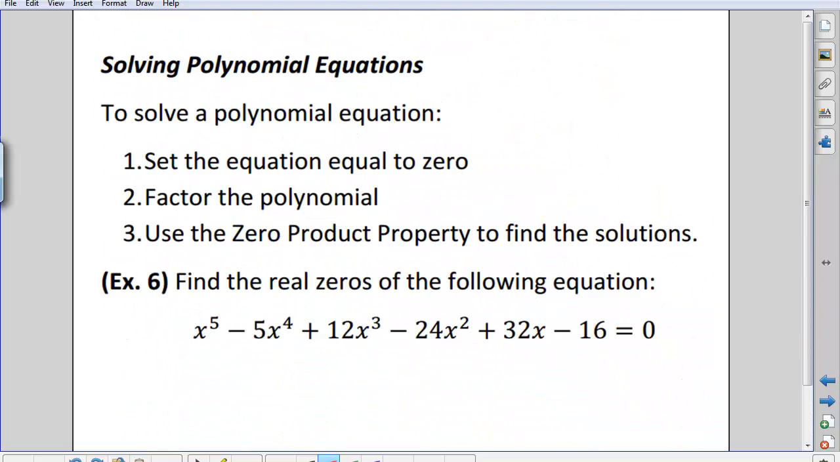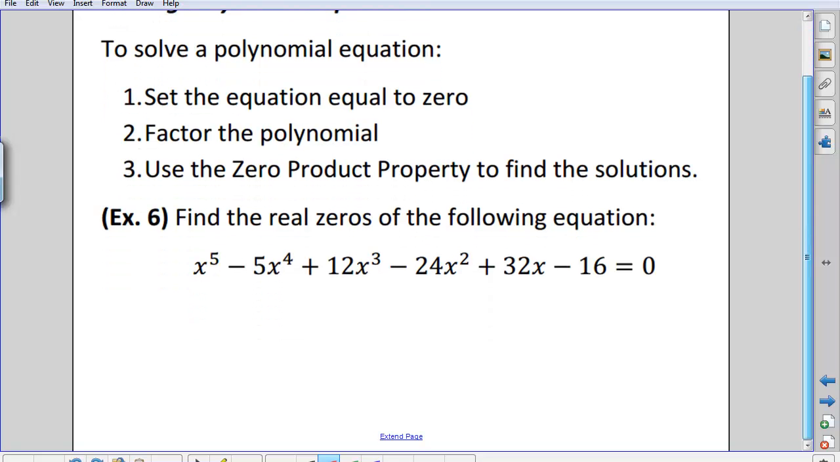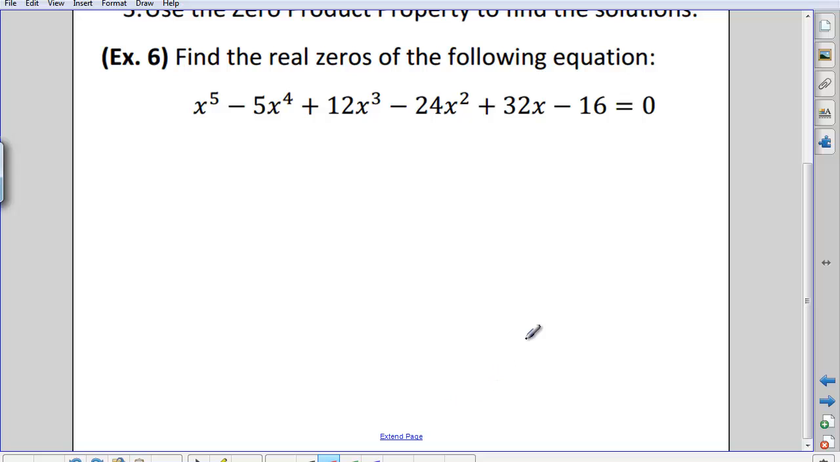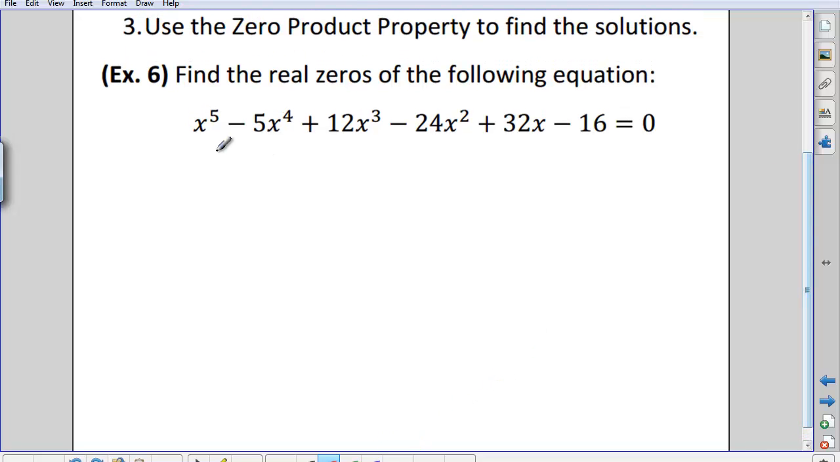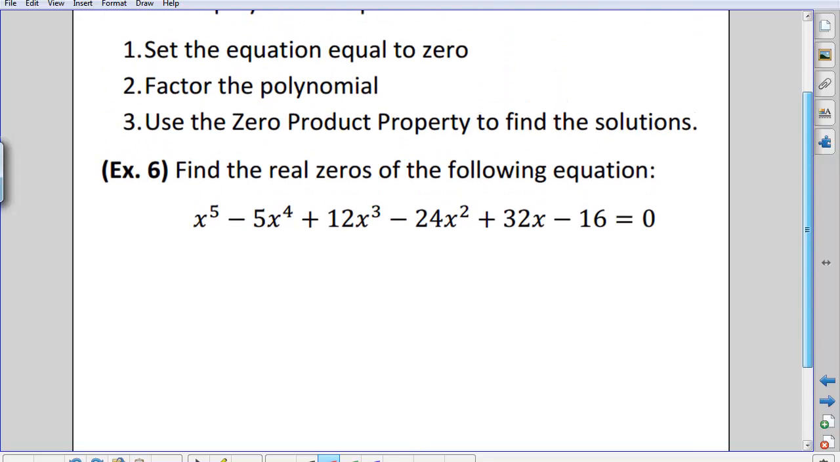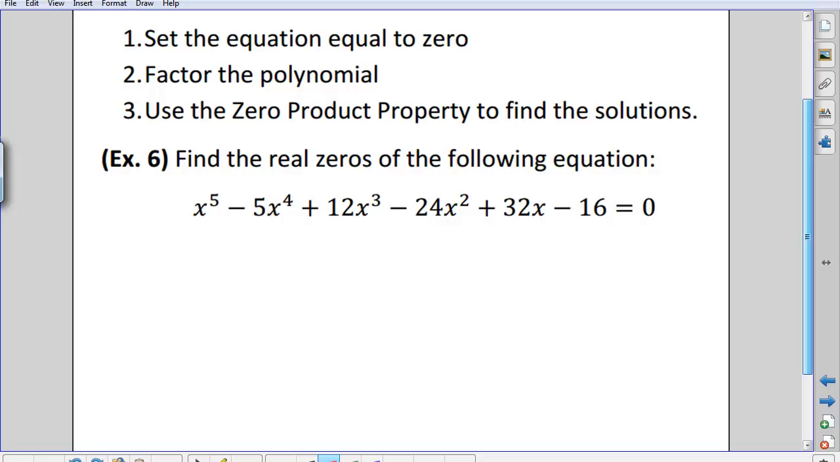Solve polynomial equation. Okay, and this will go quick here. So say we had an equation to solve like this. Had a big polynomial equation, all that equals 0. Really, we can solve that pretty easily using what we just learned. First thing we do is set it equal to 0, which we have done. It's equal to 0. The next step is to factor that.